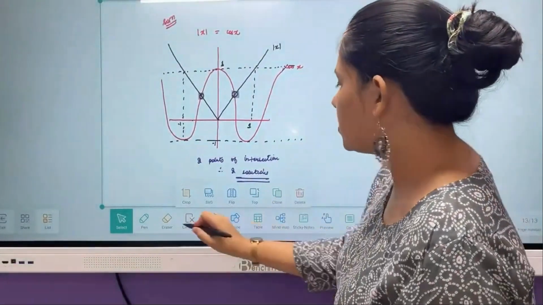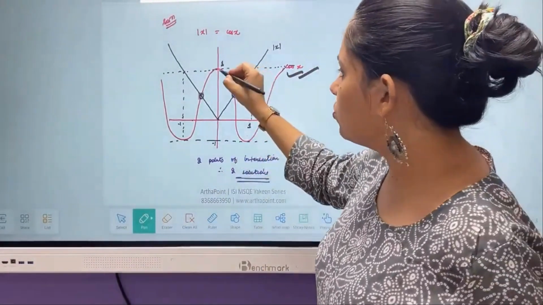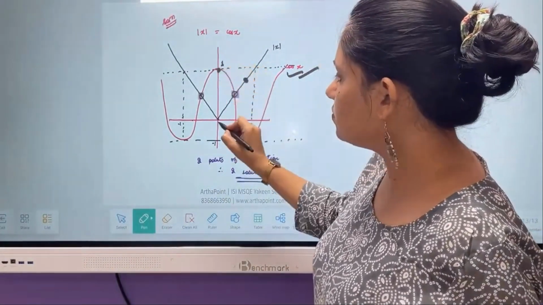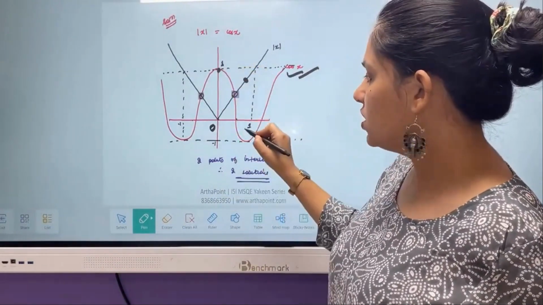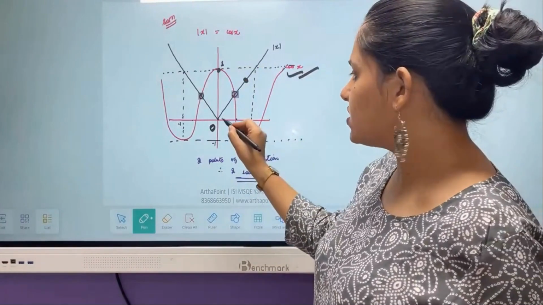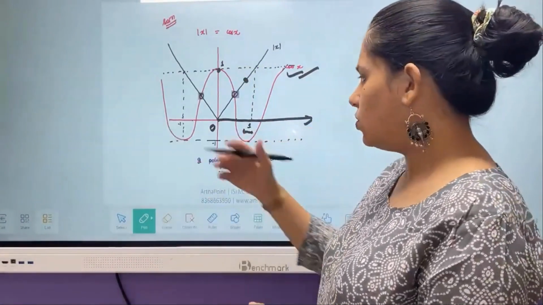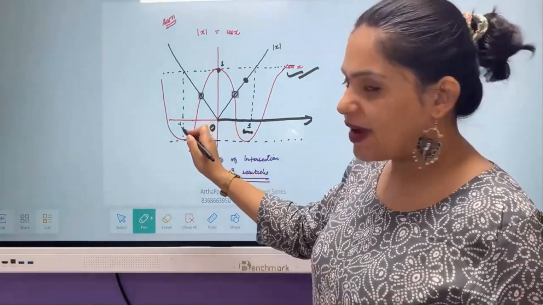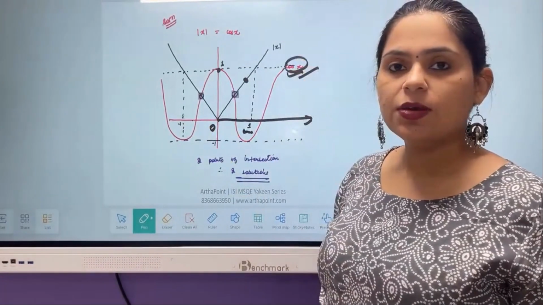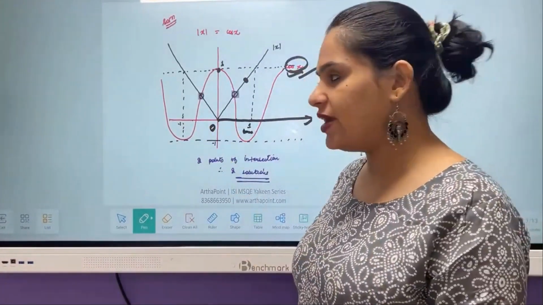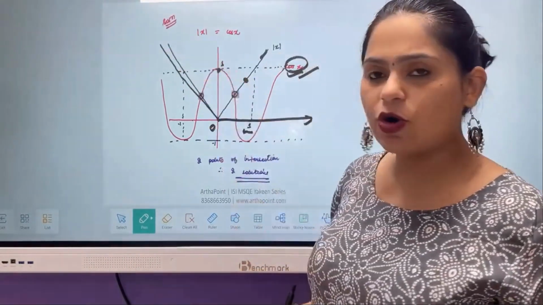If you see cos x, cos 0 is 1. So 0 is 1, this point. Cos 1 is here. So what I have done is I have just taken different points here: 0, pi by 2, pi, take them like this, okay? Here also take 0, minus pi by 2 like this. So this is the curve of cos x. But then I have to make the curve of mod x. So mod x is this, right? Like this. This is mod x.